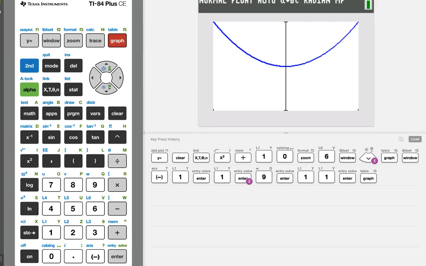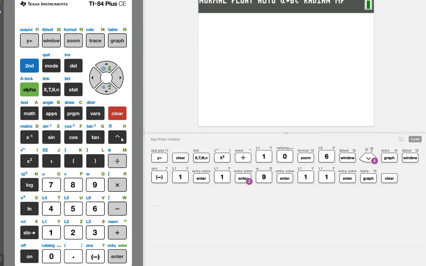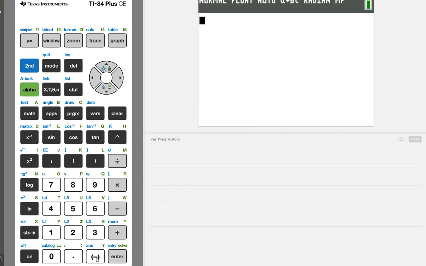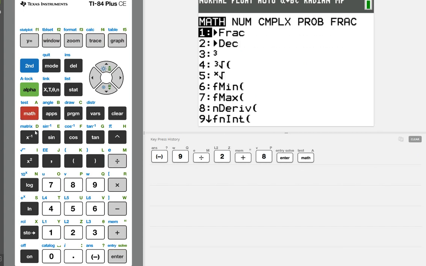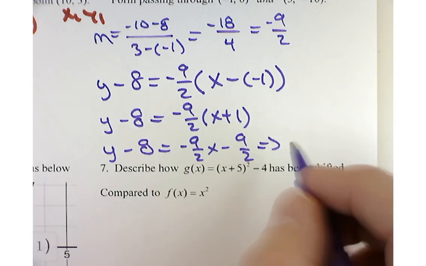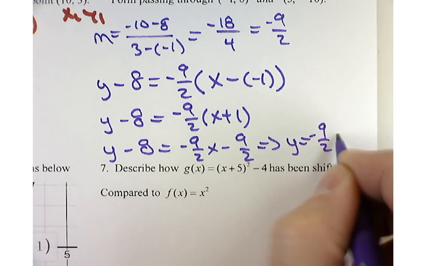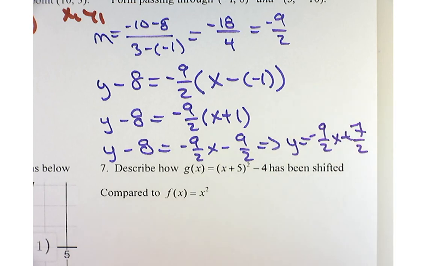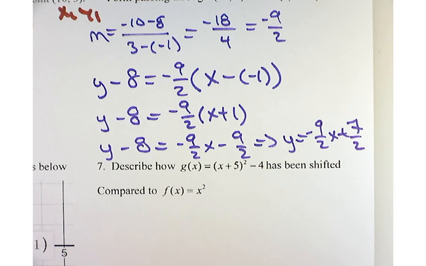And if you're looking at that going, oh, now I've got to add negative 9 halves and 8, you're right. But if you don't feel like doing any more work than you have to, then make your calculator do the work. You want to add negative 9 divided by 2 plus 8. Then you hit the math key and press enter twice, and there it is, pops out. You end up with 7 halves. So overall, your equation should look like y equals negative 9 halves x plus 7 halves. Yay.